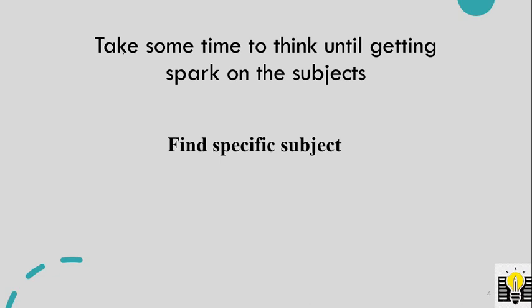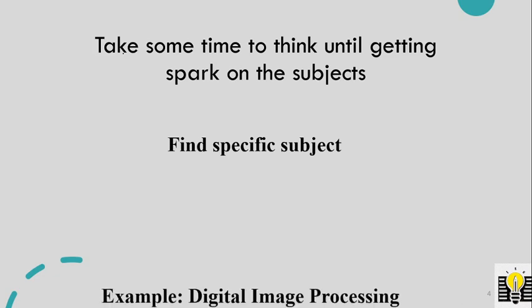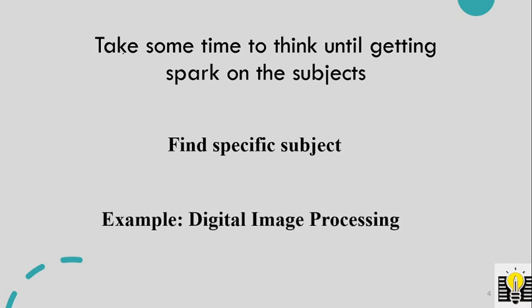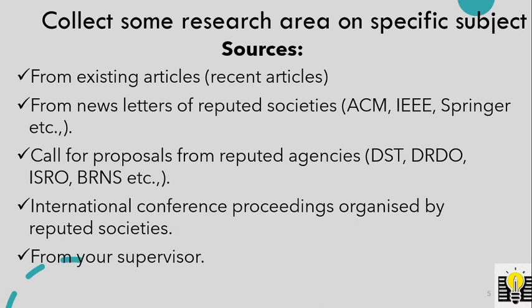Already we have a list of subjects. After that we have to find the specific subject, so you can segregate from the list of subjects. I am giving the example of digital image processing. This is my specialization, so I am choosing digital image processing. From the list I can filter a specific subject. This is a wide area, so from this wide area we have to collect some research areas on the specific subject.